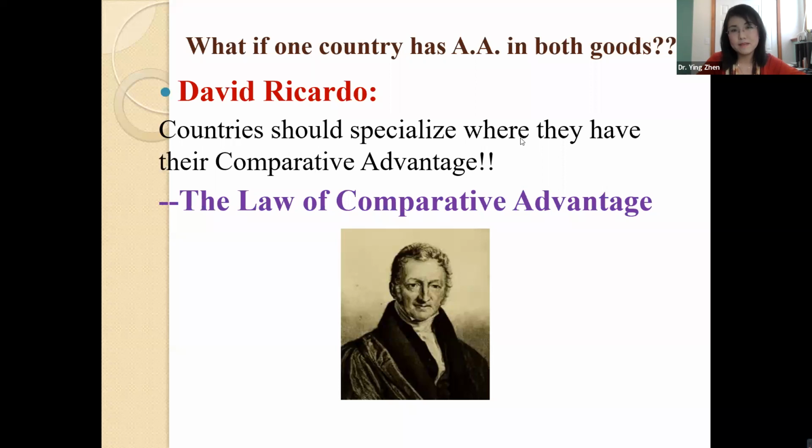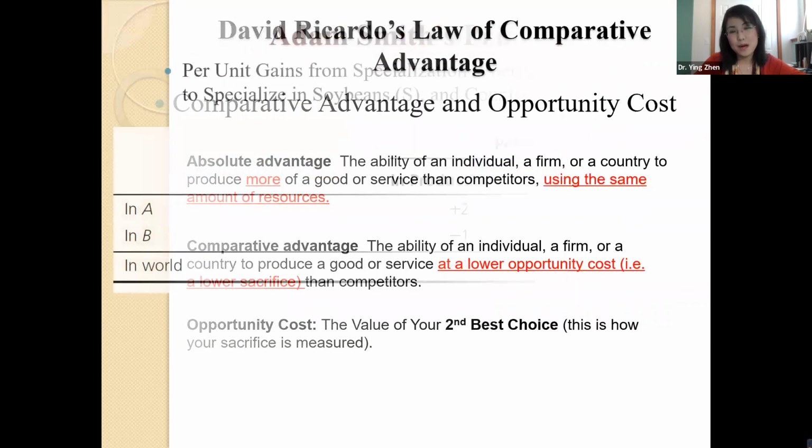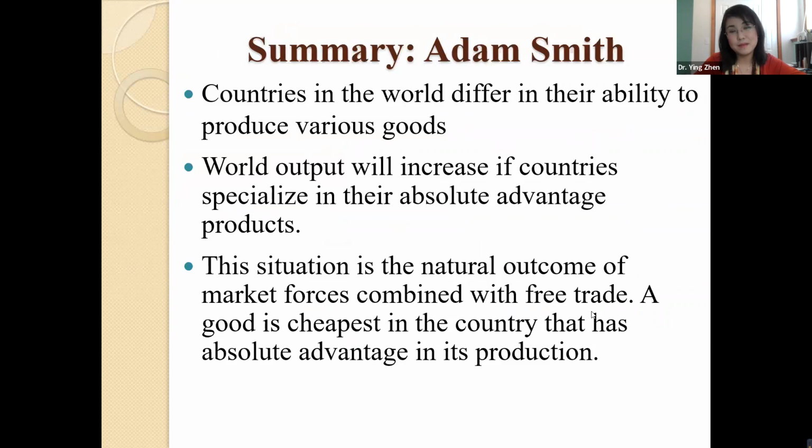What if one country has an absolute advantage in both goods? Because here we can see country A has its absolute advantage in producing soybeans. Country B has its absolute advantage in producing textiles, right? So then what if one country has an absolute advantage in producing both? Then according to Adam Smith's theory, where absolute advantage is the real basis of trade, the two countries should not trade. So whether this is true or not, right?